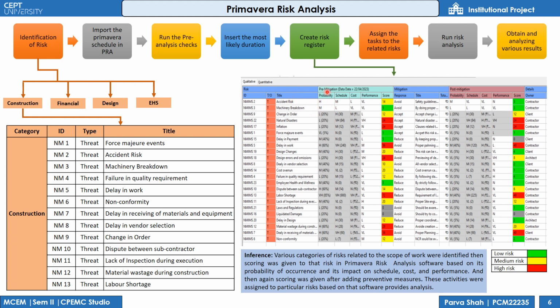After creating all the risk, we have to provide the scoring to the risk based on the probability of occurrence, impact of the risk on schedule, cost and performance. After providing the score, we have to add the mitigation measures for the particular risk. After that, we have to assign the task to the related risk and run risk.